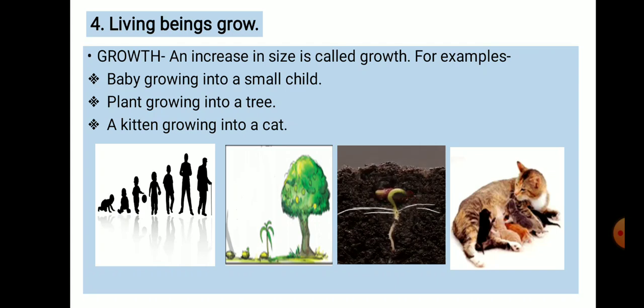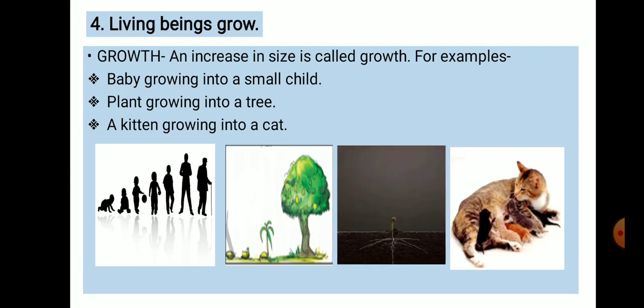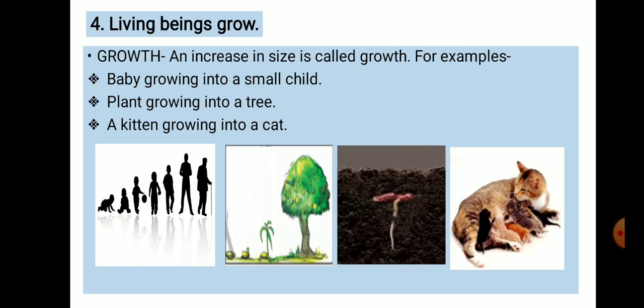Similarly, here is one more example, students. The kitten grows into a cat, and an egg develops into a chick, then into an adult hen. So in each stage there is an increase in size. This is called growth.